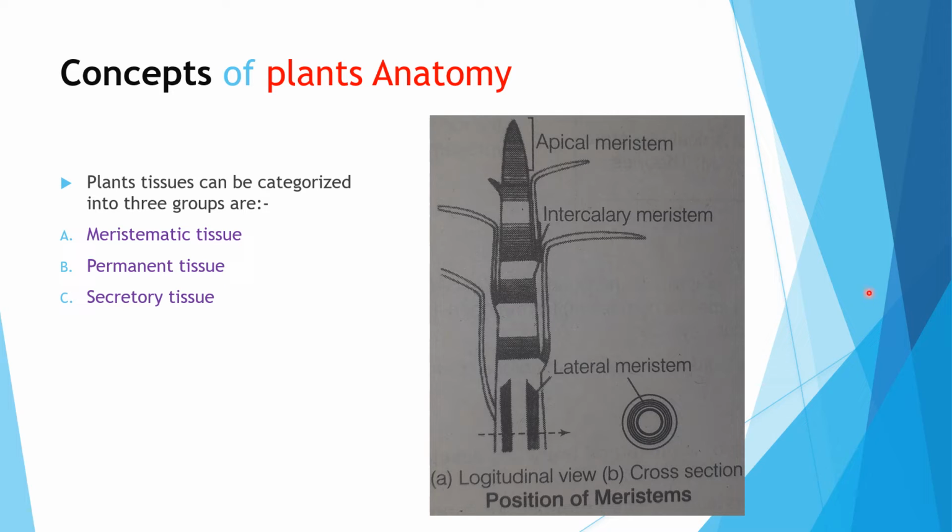So in this lecture on plant anatomy, we are going to discuss the parts of the plant. There are mostly three types of parts of a plant: root, stem and leaf, which we are going to study deeply.